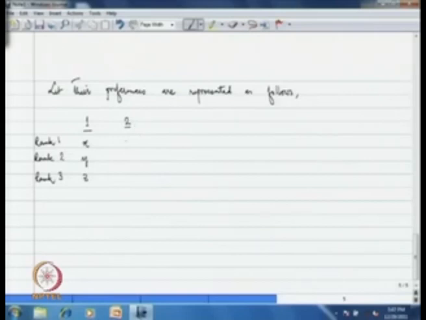Then we have player 2, whose preference is the following. Here y is appearing in rank 1, z is appearing in rank 2 and x is appearing in rank 3. So, player 2 prefers y to z and z to x. And we have player 3, whose preference is the following, that he prefers z to x and x to y.